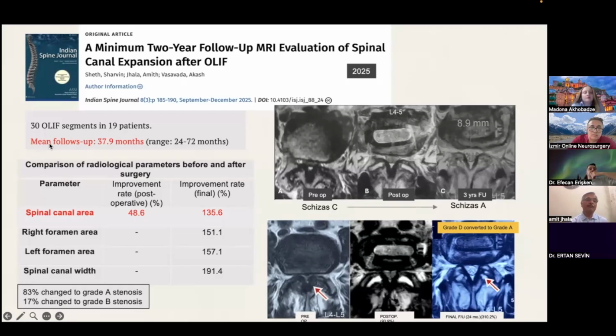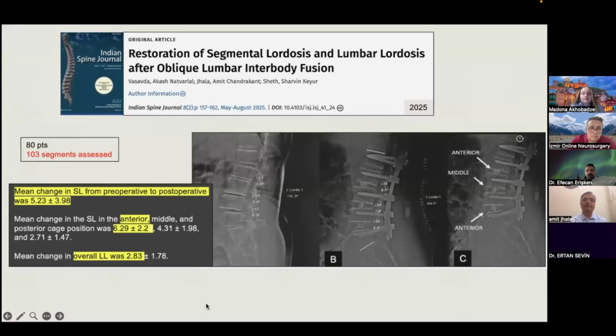And we followed these patients for nearly 5 years, and the spinal canal area improved around 135% in 5 years, or a minimum 3 years follow-up of these patients that we had. And there was an 83% change from grade B, C or D to grade A stenosis. And that's quite a huge amount.